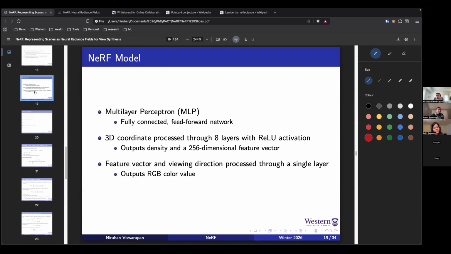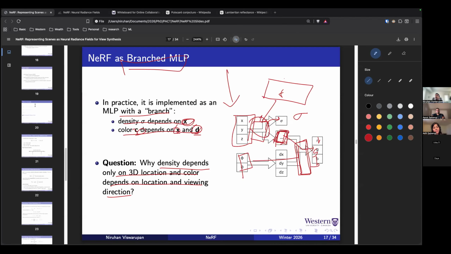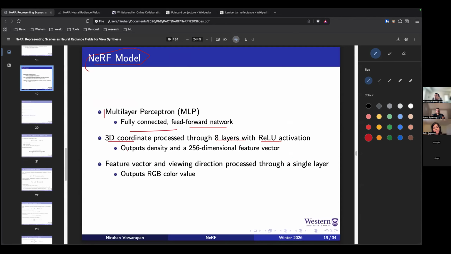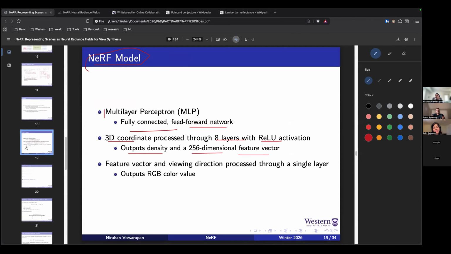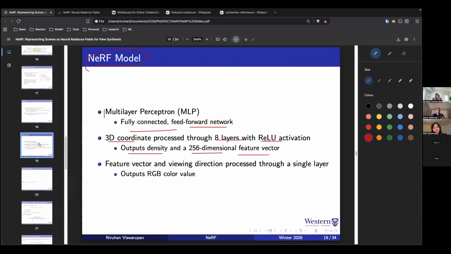So this is the NeRF model, which, as we revisit, is just a multi-layer perceptron, a fully connected feed-forward network. The 3D coordinate is processed through 8 layers with ReLU activation. So the main chunk of the network is just 8 layers with ReLU, and it outputs density and a 256 dimensional feature vector.